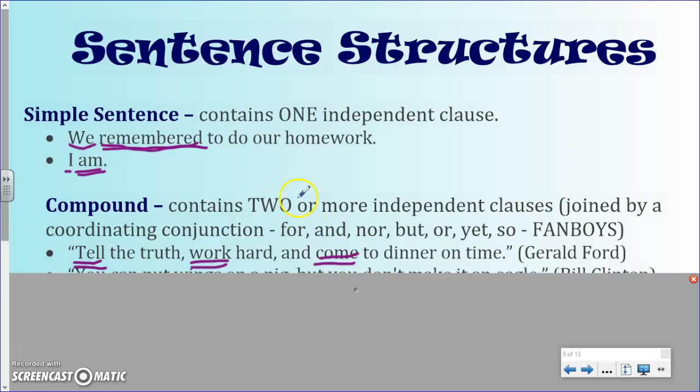Now remember, two or more independent clauses. This one has three ideas. Tell the truth can stand on its own, work hard can stand on its own, and come to dinner on time can stand on its own. So all three of those are put together, and notice the FANBOYS right here, the comma and the and. You can have a comma here, but it's that idea of putting that whole series together and making them fit.